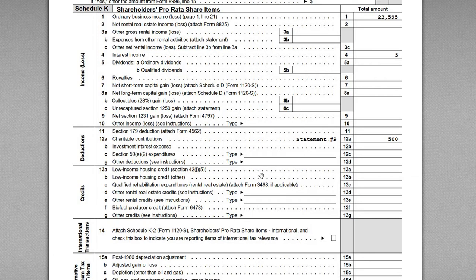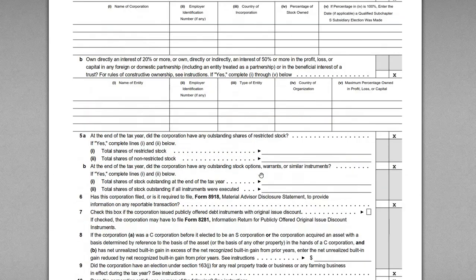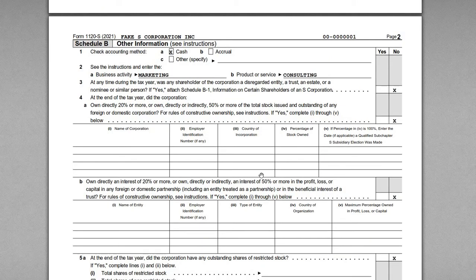Now, before we look at the K1s in more detail, I want to touch on some of the questions that we have in Schedule B. So Schedule B, the other information section, a lot of these questions are just yes or no, but it's really important to pay attention to these because a lot of times if you are answering yes, it might trigger an additional form or schedule that you might need to file.